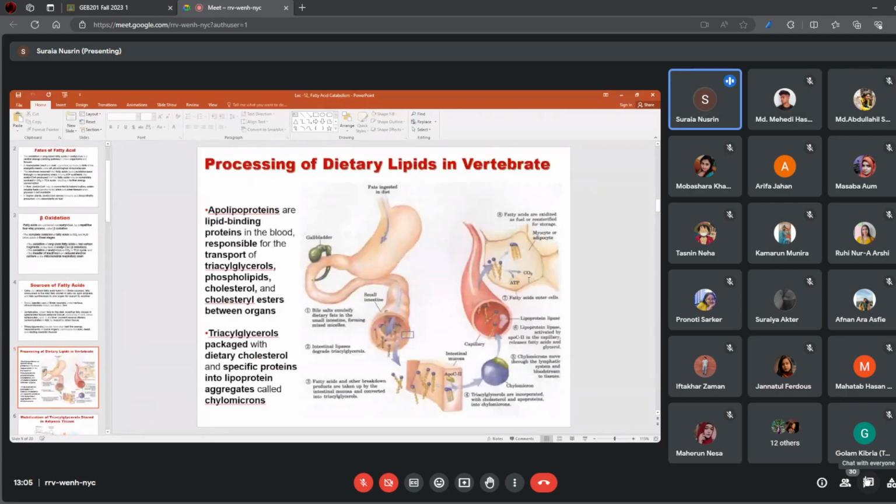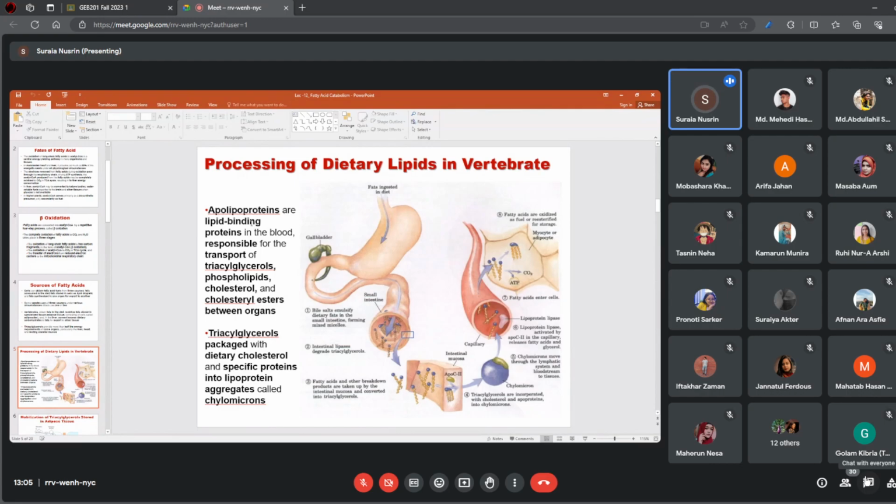Okay, so the very first one is the dietary source of lipid. In our diet, if we have fat, then that will be digested in our digestive tract. If you have completed the GB 203 course, I think you have a complete idea about that. But before that process, there are some terms we should know.